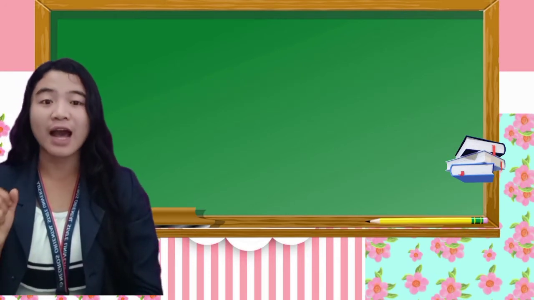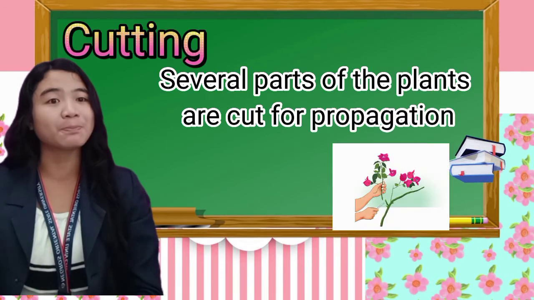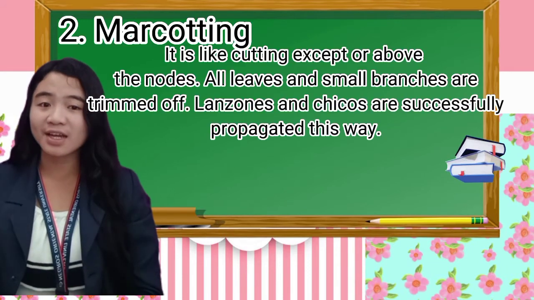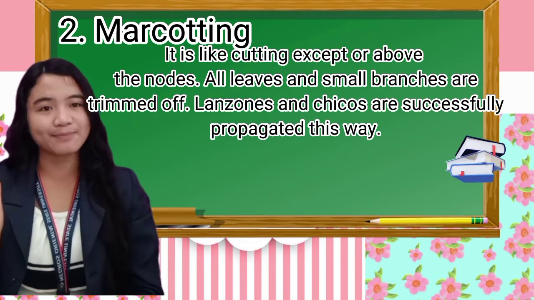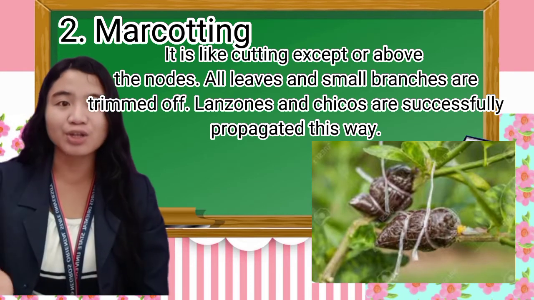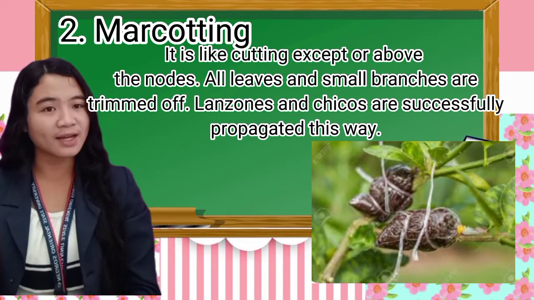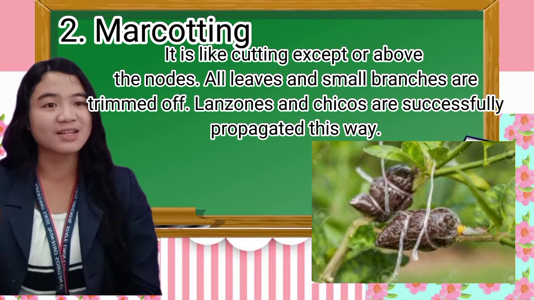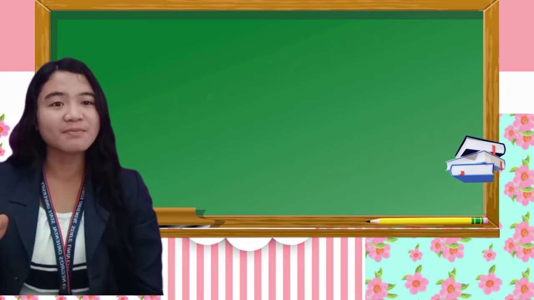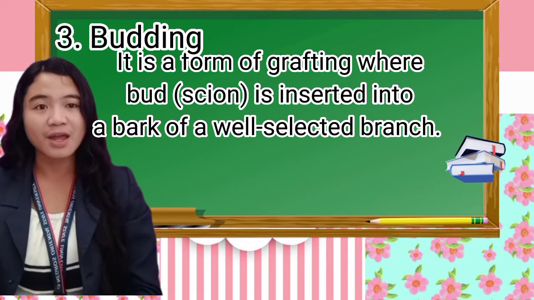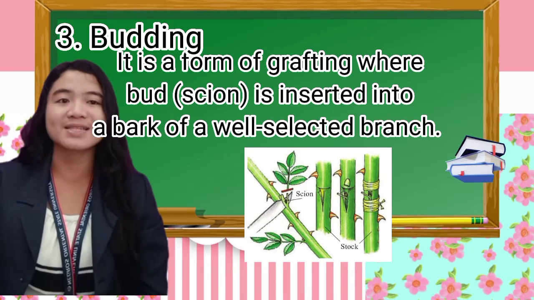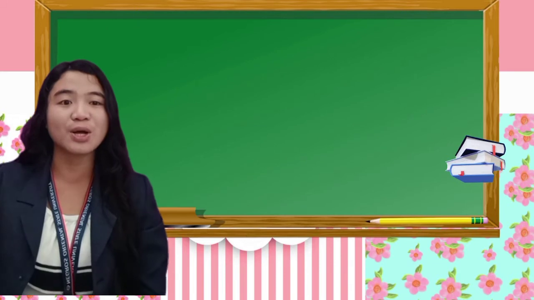First, we have cutting, where several parts of the plants are cut for propagation. Second, marcotting. It is like cutting except it is done above the nodes, and all leaves and small branches are trimmed off. Examples of these are lanzones and chicos. Third, budding. It is a form of grafting where a bud is inserted into the bark of a well-selected branch. I will show pictures also.